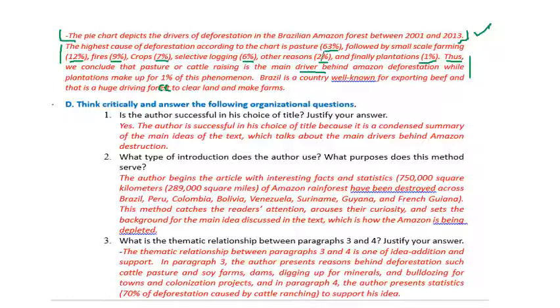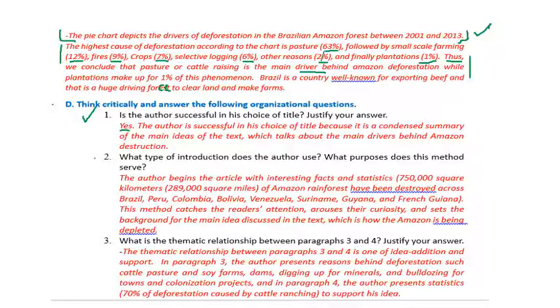Part D, think critically and answer the following organizational questions. Is the author successful in his choice of the title? Yes. The author is successful in his choice of the title because it is a condensed summary of the main idea of the text, which talks about the main drivers behind Amazon destruction. It was a mini summary of the whole text.